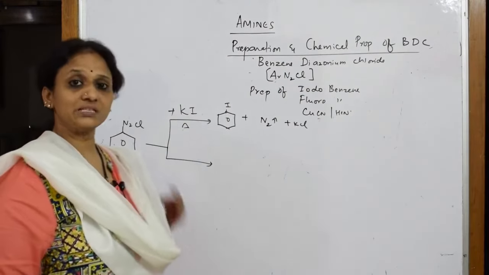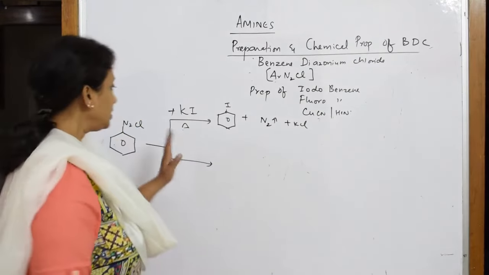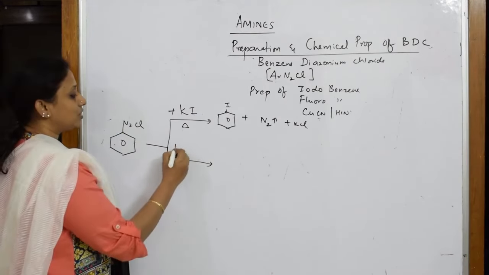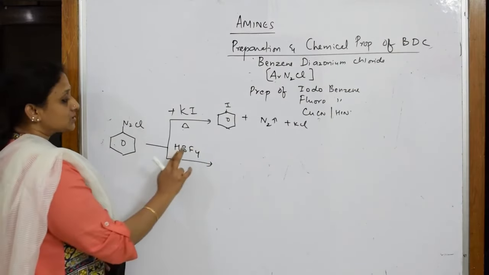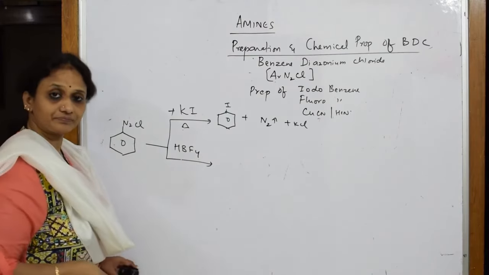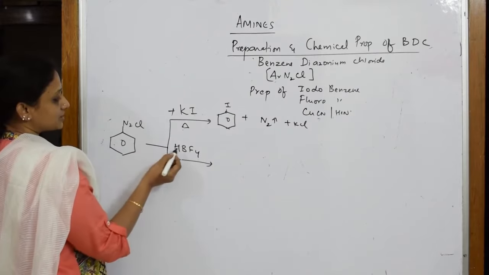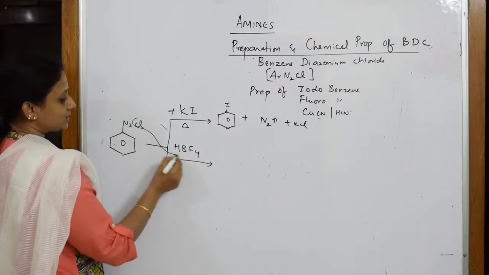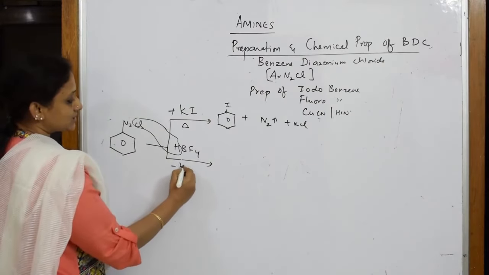After this, now let me prepare fluorobenzene. For preparing fluorobenzene, you will not use HF or something. No, wrong. You're going to use a compound called HBF4 here. Very important. So this HBF4 is going to carry this fluorine to BDC. How does this work? Whenever you are adding HBF4 to this, first important thing, your HCl comes out, because I have to replace with fluorine, isn't it? So minus HCl.